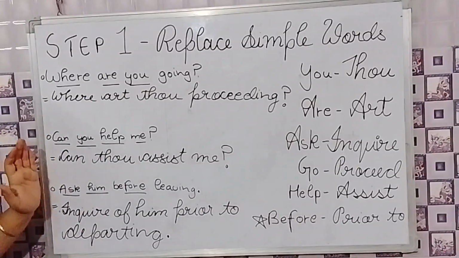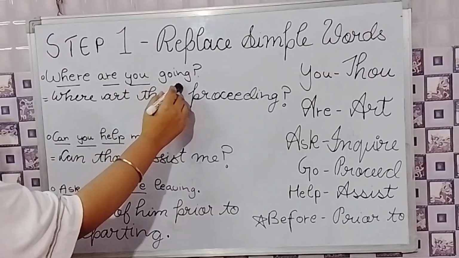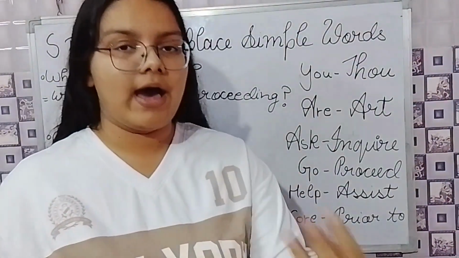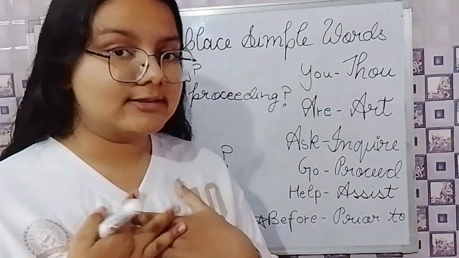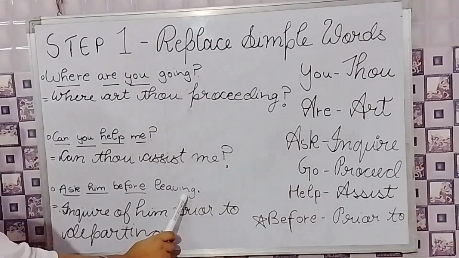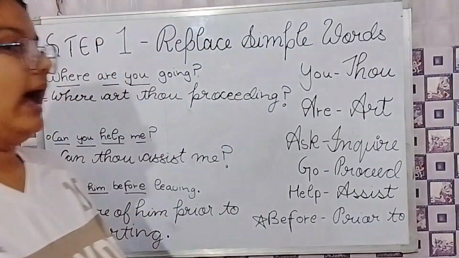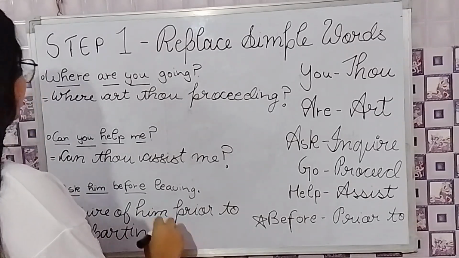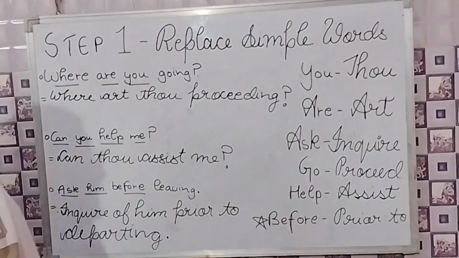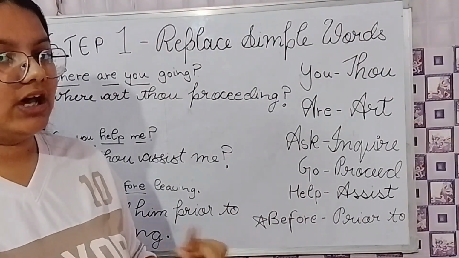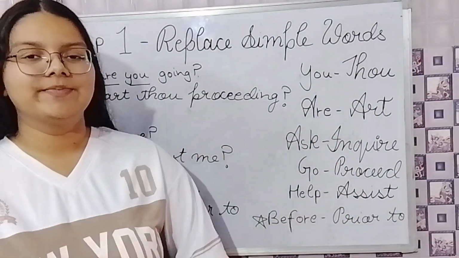So let's revise the examples that we went through in step one. Where are you going? Where art thou proceeding? Can you help me? Can thou assist me? Ask him before leaving. Inquire of him prior to departing. I know that you won't use prior to or art in your normal speech, but this is something that is required to stand out of the crowd. That was step one. I'll meet you with the second step.